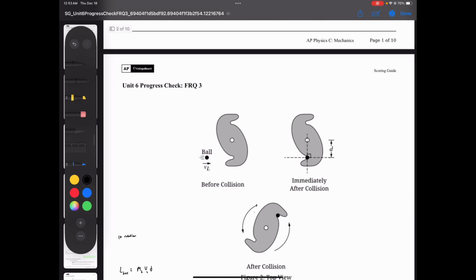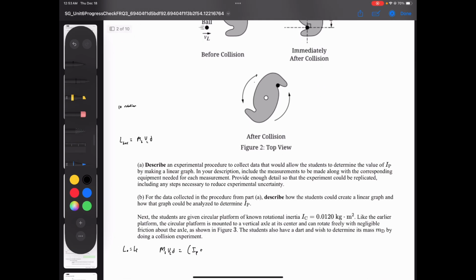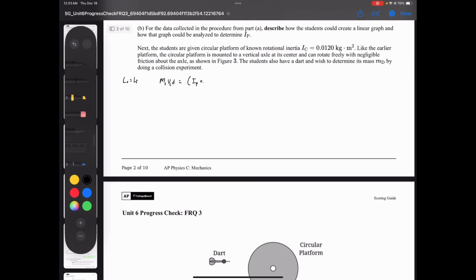So the sphere is going to be embedded into the platform after the collision. So that sphere still has angular momentum. That sphere is going to have less angular momentum than it did before, right? Because the total angular momentum is conserved, but the sphere itself still has angular momentum. So I have to add, right? So it's going to have some angular momentum, mass of the ball times the distance from the axis of rotation squared, all of that times omega, right? So the omega is what we measure, the angular velocity.